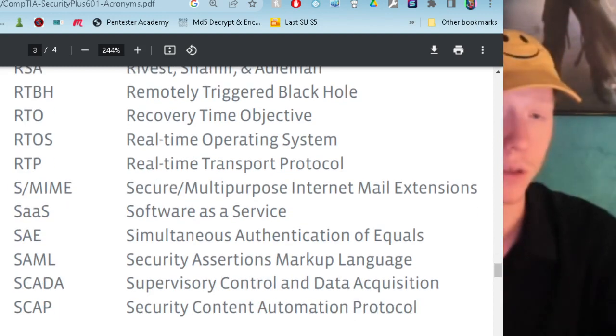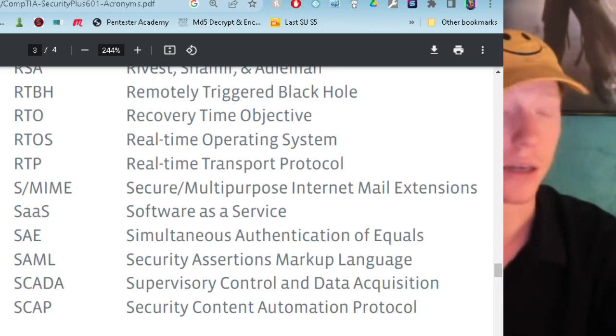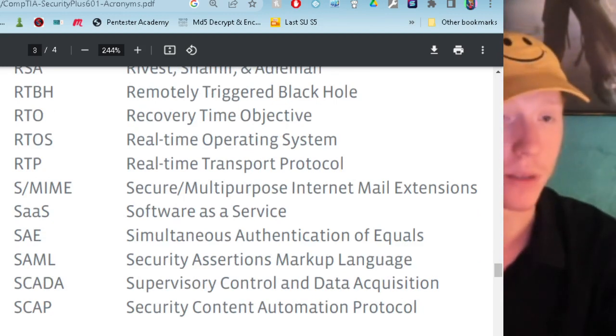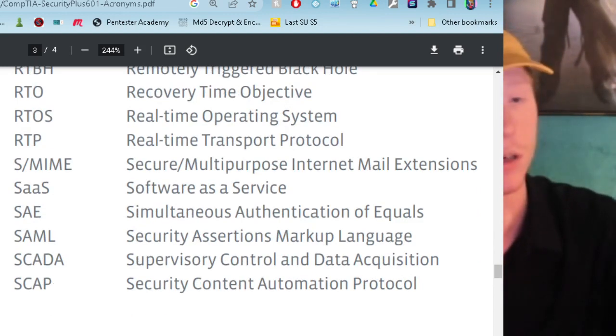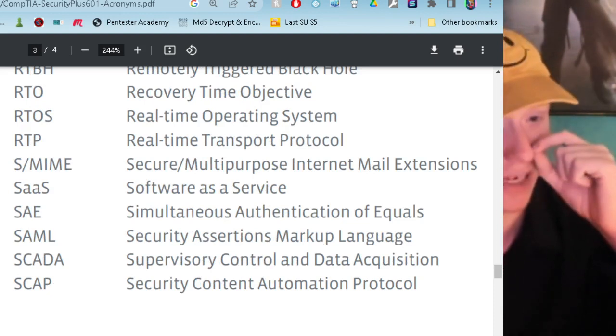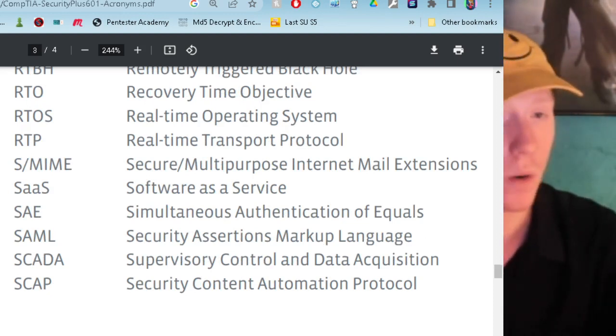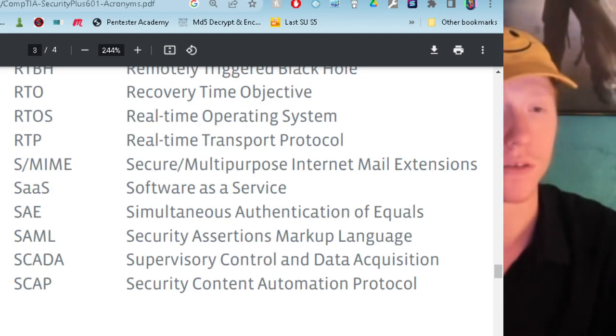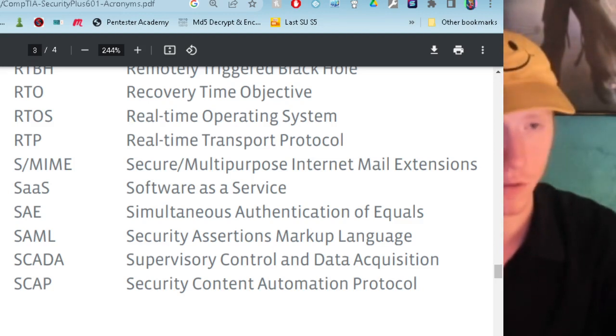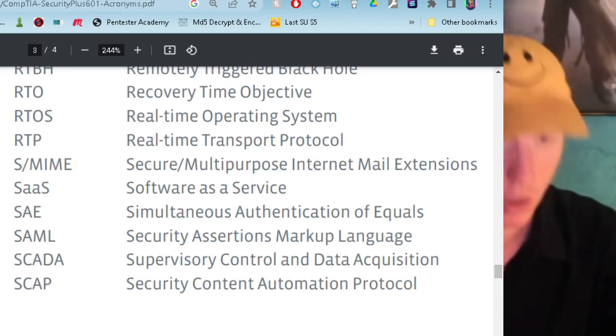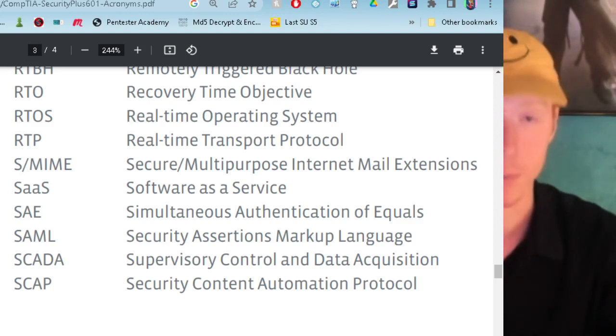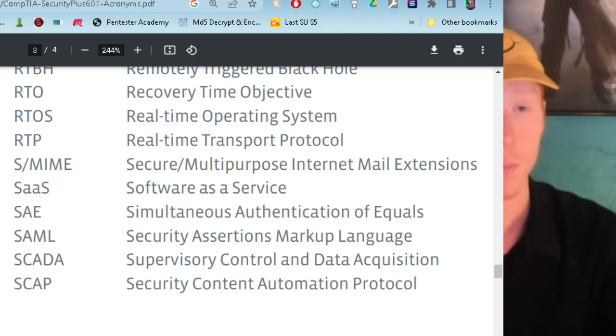RTBH is the remotely triggered black hole. I don't know what that could possibly mean, but that sounds awesome. RTO is the recovery time objective. RTOS is unrelated. It's the real-time operating system. RTO is the recovery time objective. But the RTP is the real-time transport protocol.